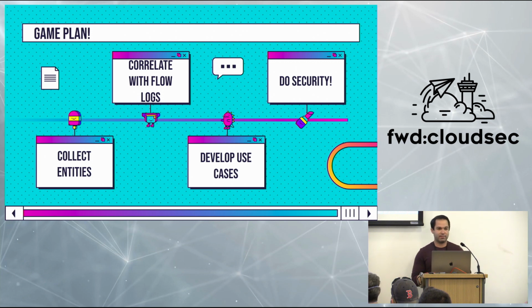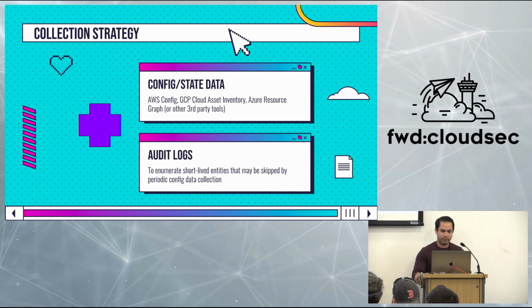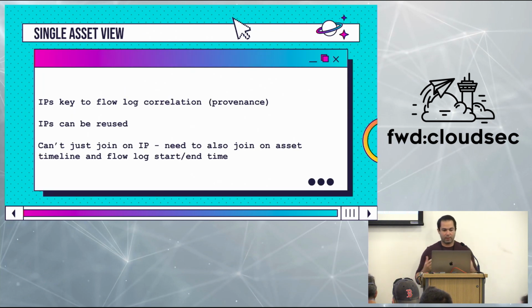So what is our game plan? Well, we want to be able to collect entities, collect these assets, correlate them with flow logs, develop our use cases, and do security. For our collection strategy, we're going to be combining both config and audit logs. Configs give us the snapshot in time, but if you're working in an environment where you have short-lived assets, you're going to want to combine that with your audit logs to get a clear picture of your environment at a given state and time. And why do we need that? Well, IP addresses can be reused, and IP addresses, unfortunately, are still a key part of being able to correlate assets from what I found. So you need to know the start and end time of when an asset existed in order to know when that IP address was reserved for that asset, to properly correlate it with your flow logs.